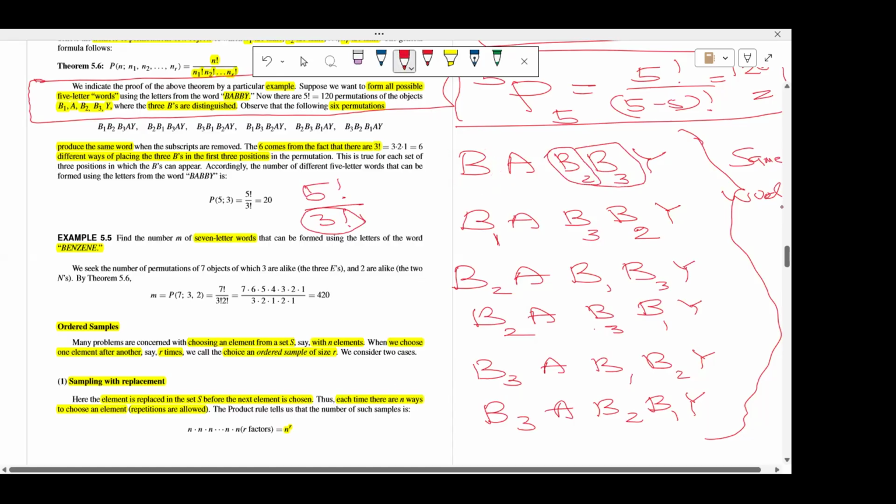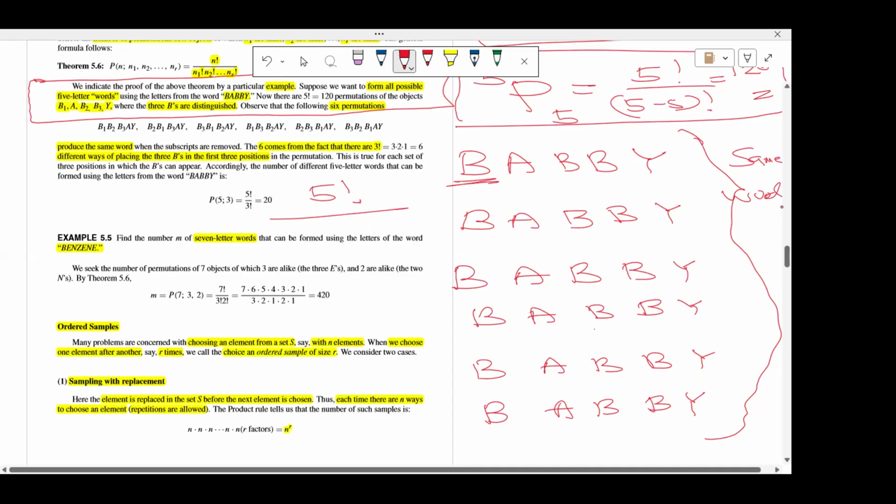Hello? It's okay, it doesn't impact me. So now just forget about these. If I remove the identification of that B, whether first B, second B or third B, all these words indicate the same word, right? Why did it happen? We have three same B's, all the same objects. So while we are creating words by utilizing n objects, among these n objects three objects are the same, so we divide by three factorial. This is why.